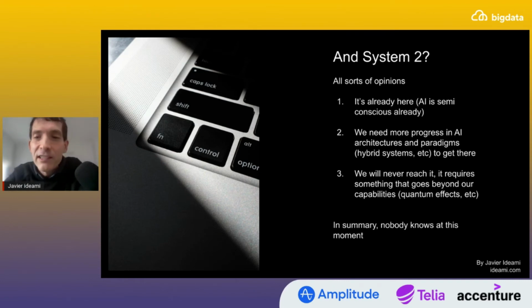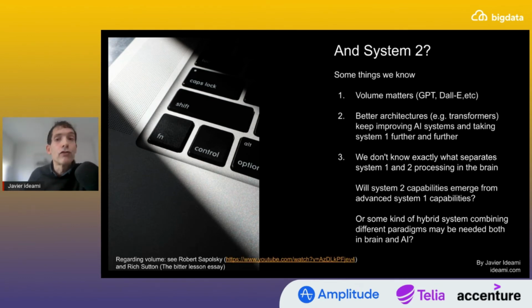Some people think that system two is already here, like that famous Google engineer, that AI is already semi-conscious. I do not agree with this. Some people think that we need more progress in AI architectures and paradigms, like, for example, hybrid systems that combine discrete and continuous approaches to get there. Some other people think that we will never reach system two because it requires something that goes beyond our capabilities, like, for example, quantum effects, etc. In summary, nobody knows, but we know some things.